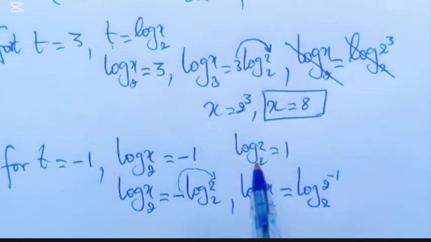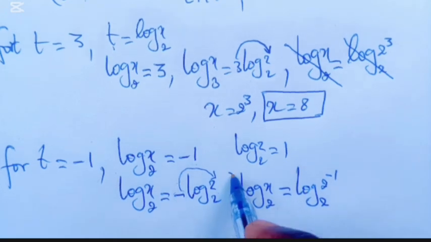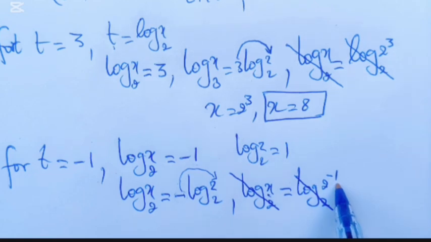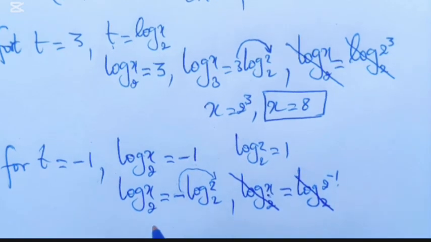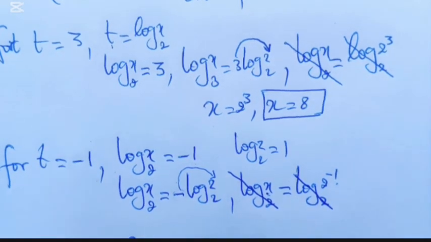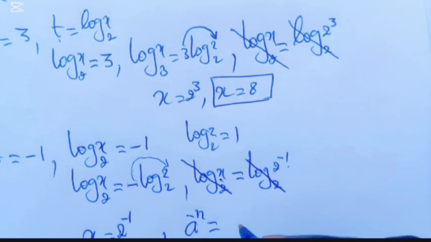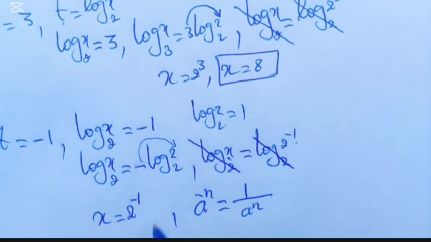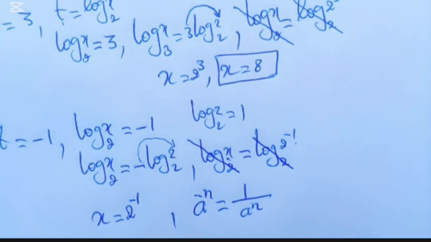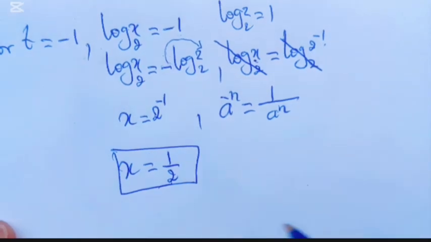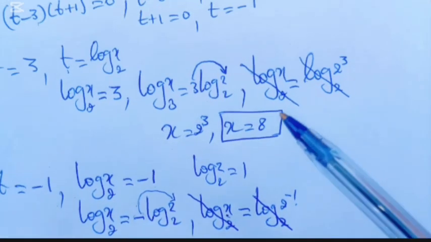Now we have log base 2, we need to cancel them so that the value of x will be equal to 2 to the power of minus 1. Remember that a to the power of minus n is equal to 1 over a to the power of n. And that's why x here is 1 over 2. Now, by this time, guys, we have two x values, one is this and another one is this.